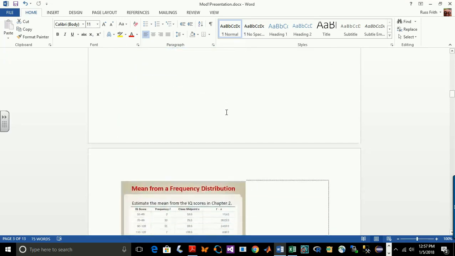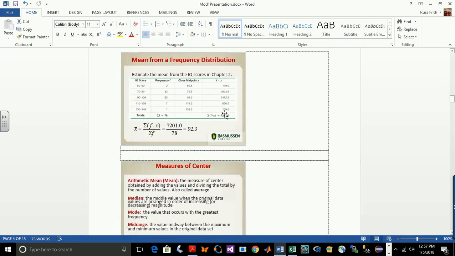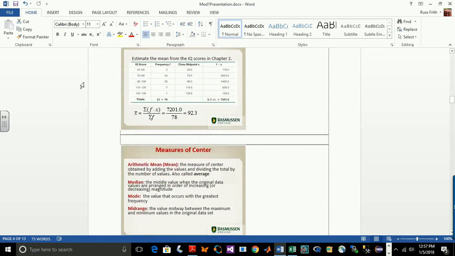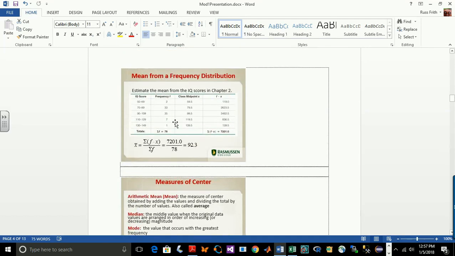Here's another example. Finding the mean from a frequency distribution with the IQ score data. To find the mean from a frequency distribution, you take the class midpoint. The class midpoint is the lowest value plus the highest value divided by 2. In other words, it's basically the average of the two endpoints of the range. So you calculate the class midpoint for all of these intervals and record them in the third column. Then you take the class midpoint and multiply it by the frequency, and you get this f times x column, which is the fourth column.